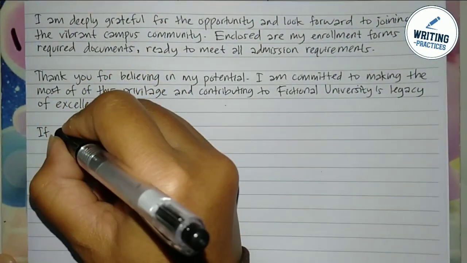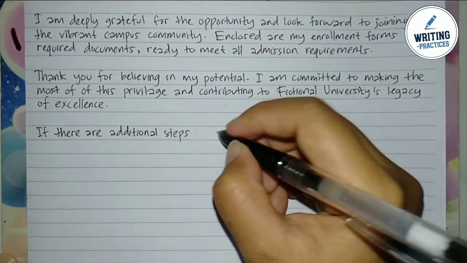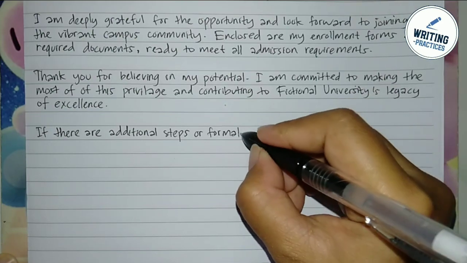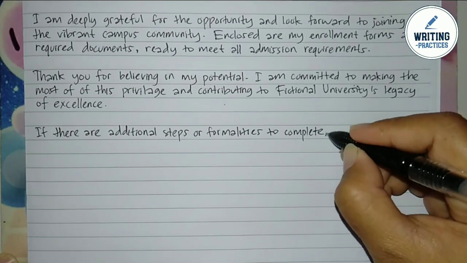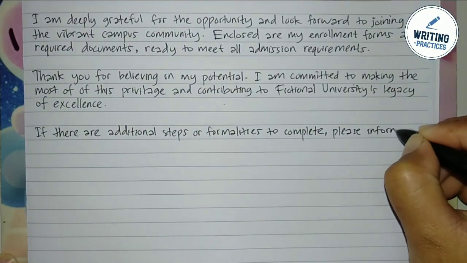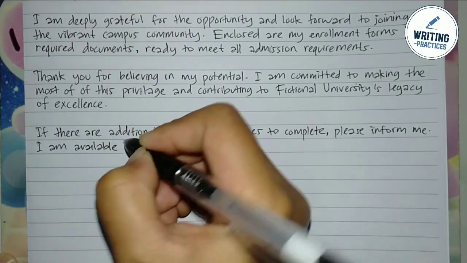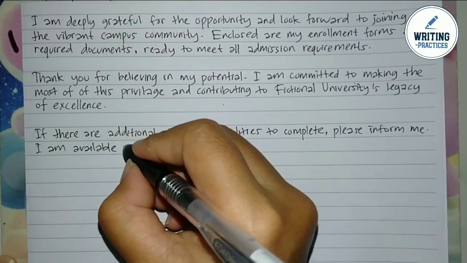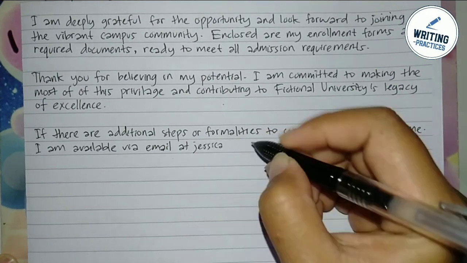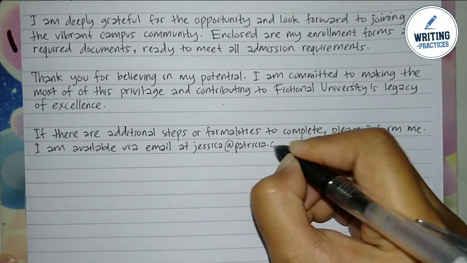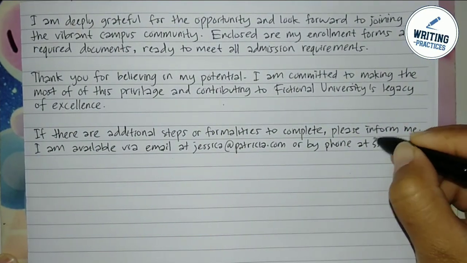In the fourth paragraph, you can continue to express your readiness to meet any additional admission requirements if applicable. For example as, "If there are additional steps or formalities to complete, please inform me." Don't forget, you need to also welcome the recipient to contact you for that. Therefore, you should offer your contact information for further communication. The writer here wrote, "I am available via email at jessica@email.com or by phone at 555-789-1234."